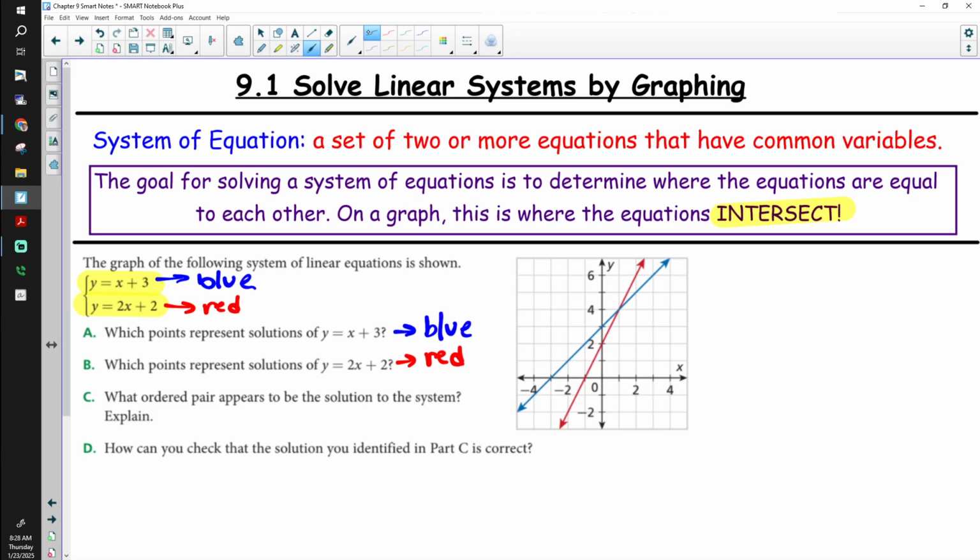So, is this the point where you said they intersect? Yes? No? Maybe so? And this is the point 1, 4. That is the solution. That is how you solve a system: finding the point where they intersect.